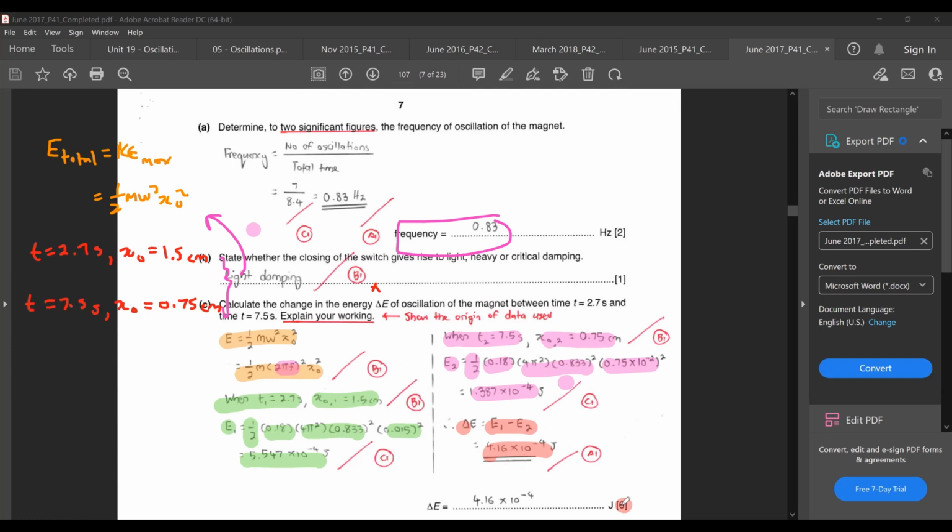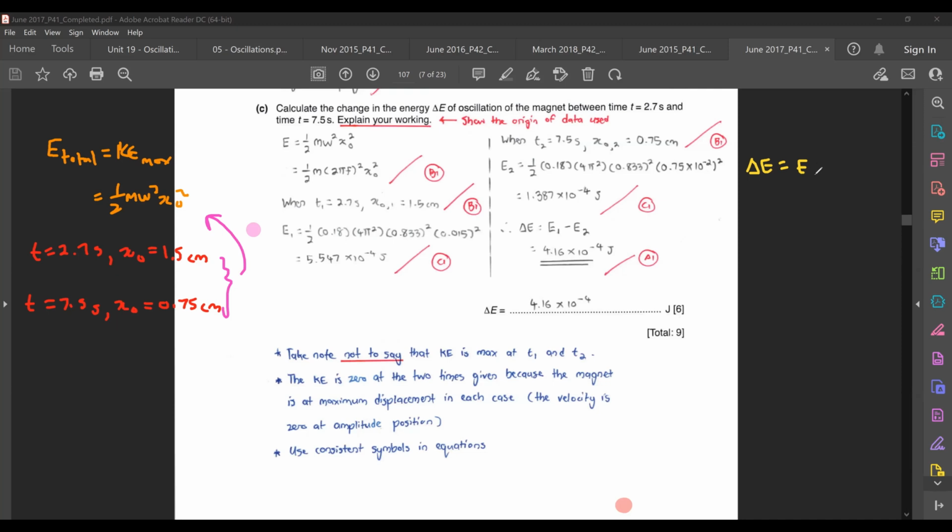Now you may be thinking, can I somehow combine everything in one single step like this, where I say delta E is E1 minus E2, so it's half m omega square times x naught 1 square minus x naught 2 square, where you straight away sub in your values, m, 2 pi f square, x naught 1 square minus x naught 2 square, and then after that you start subbing in your values.